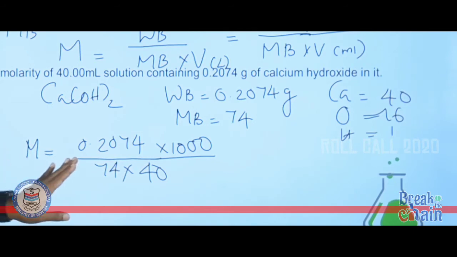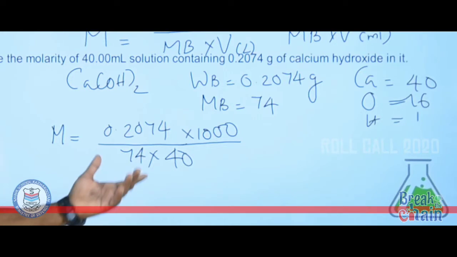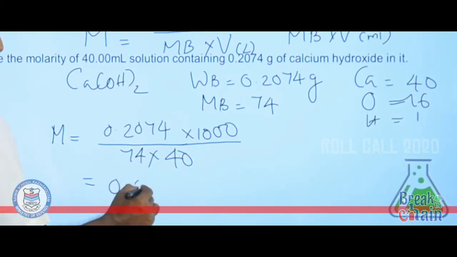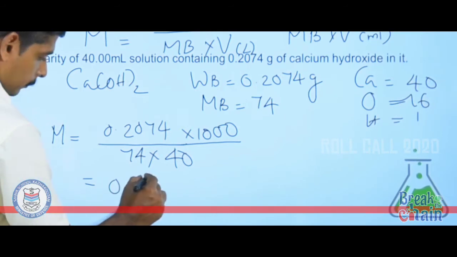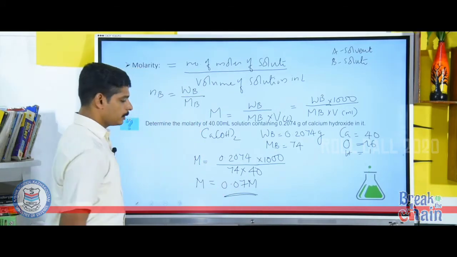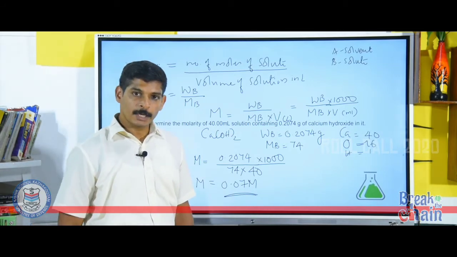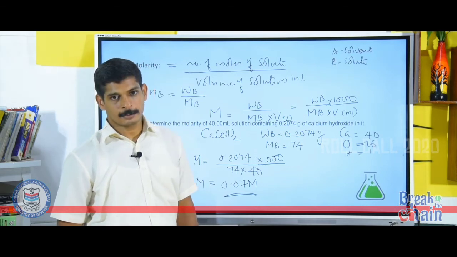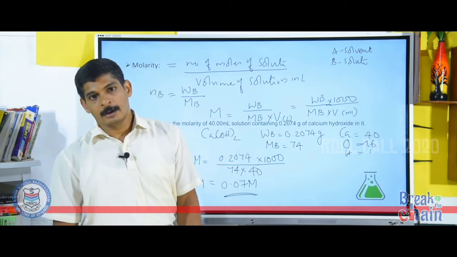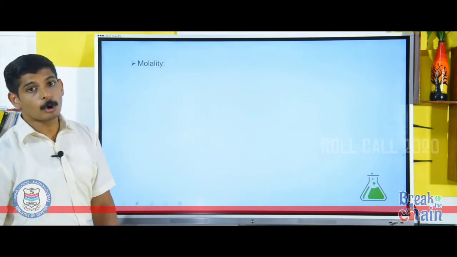So, I multiplied with 1000 to make it in terms of liters. Now, by solving this, you will get 0.07 molar. Okay, you will get it as 0.07 molar solution. Is it okay? Shall we proceed? Okay. Next, we will see another unit called the molality.